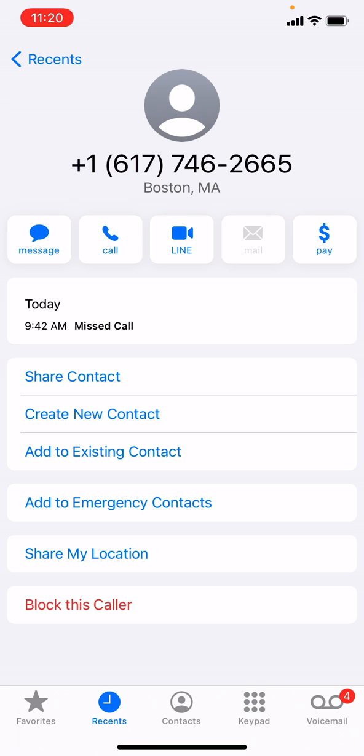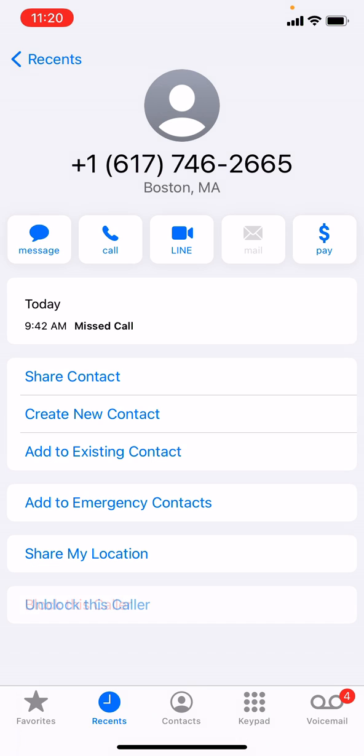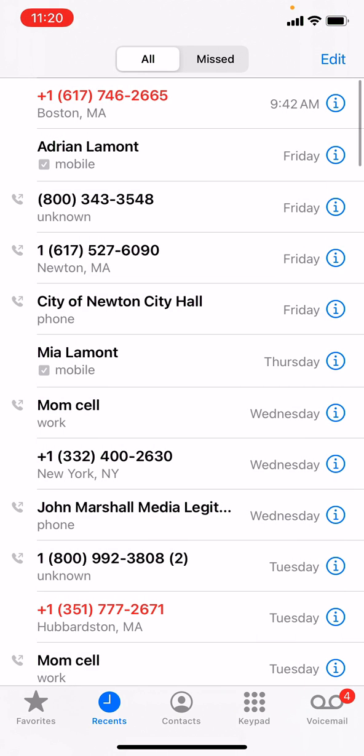For instance, I missed the call today at 9:42 a.m., but at the very bottom of the list is block this caller. Tap that, and it says block contact. You will not receive phone calls, messages, or FaceTime from people on this block list. Yep, okay by me. So this person is now blocked. If you go back, it doesn't say anything about it, but this person will never be able to call me again, and that's what I like.